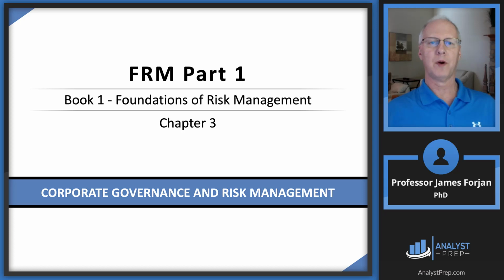This is FRM Part 1, Book 1, Foundations of Risk Management, and Chapter 3, which is Corporate Governance and Risk Management. In this chapter, we're going to build on some of the good topics that we discussed in the first two chapters, and then we're going to tie them into the umbrella of corporate governance.